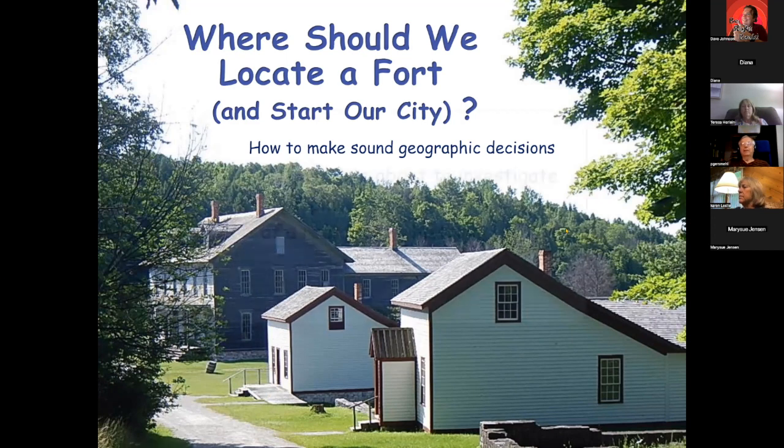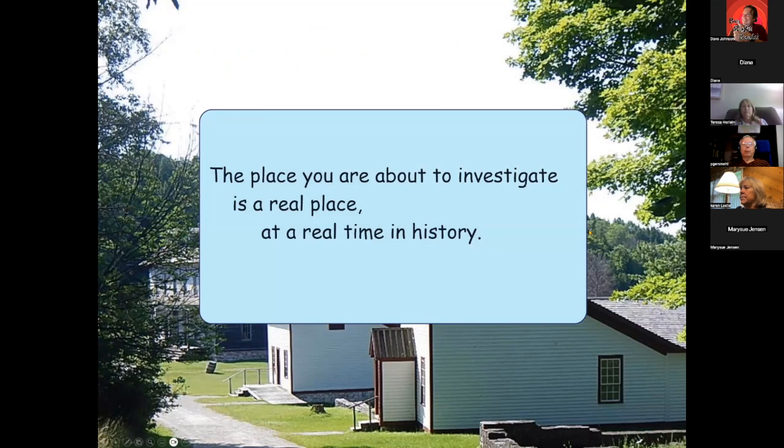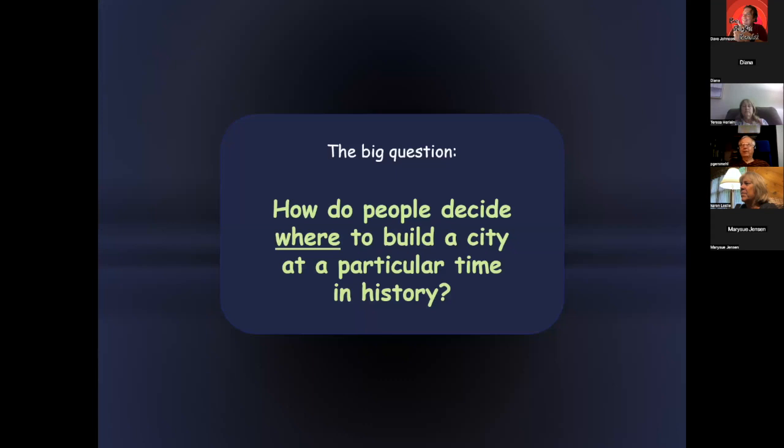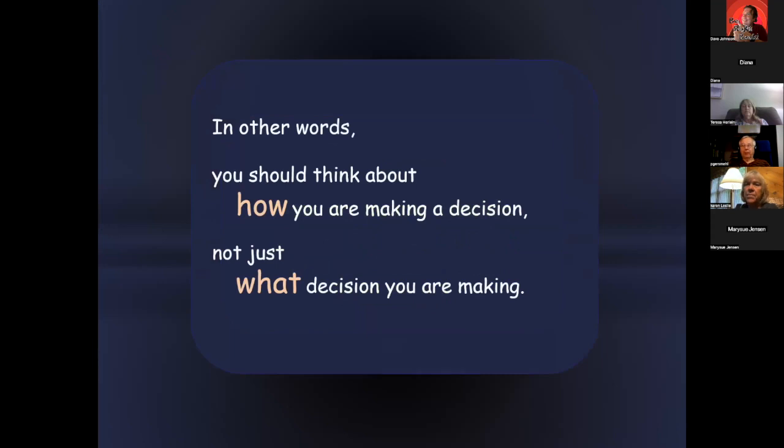So how do we make a decision like this? It's a real place. In fact, every one of the places that is chosen for this map is going to be important later on, so you're actually giving them a little prior knowledge for a later activity in units 2, 3, and 4. You can try to figure out where it is, but we're going to keep it secret right now in order to focus on a more important question. How do you decide where to build your town at a particular time in history? In other words, the goal is to think about how you're making a decision, not just what decision you're making.